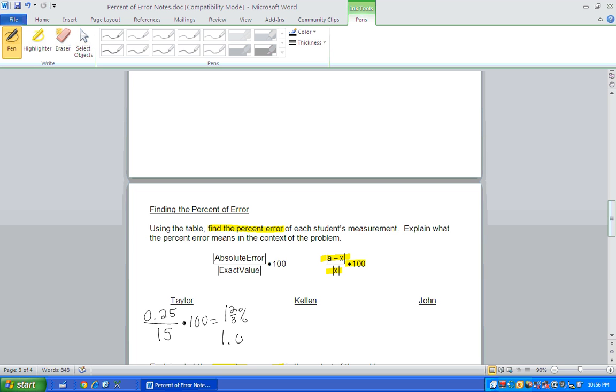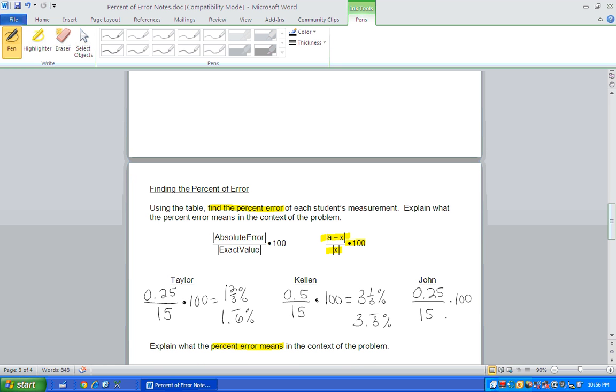Or if you want to write that as a decimal, that'd be 1.6 repeating. Kellen's absolute error was 1/2 of an inch divided by the exact value times 100. So Kellen's percent of error was 3 1/3%, or as a decimal, 3.3 repeating percent. And finally, John, remember his absolute error was also 25 hundredths divided by the exact times 100. So John also has a 1 2/3% error, or 1.6 repeating percent error.